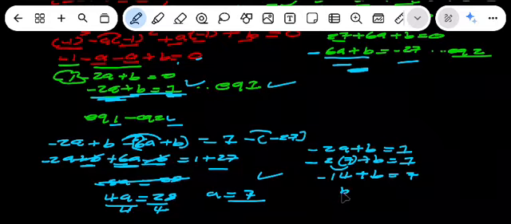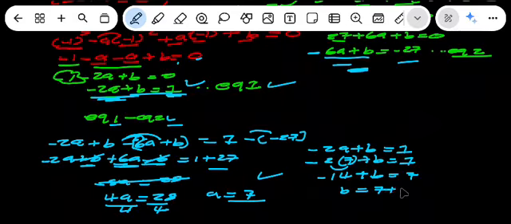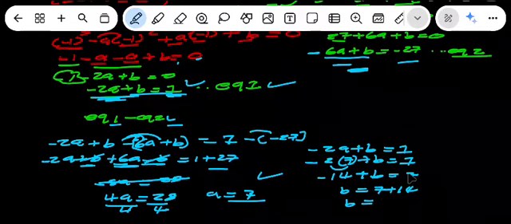So b, the value of b will be equals to what? 7 plus 14, then b will be equals to what? Oh, this is 1, so this is 1.